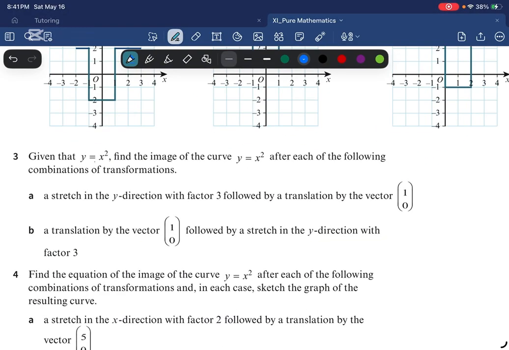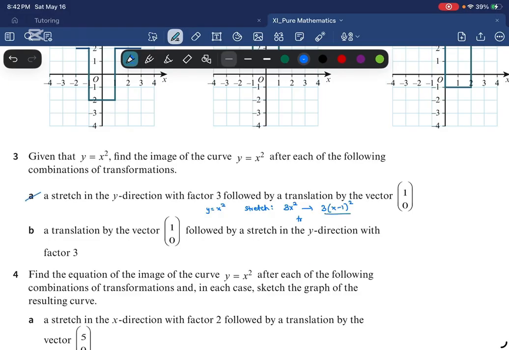All right, 3. Given that y is equal to x squared, find the image of the curve after each of the combinations of transformations. So we are stretching in the y direction with a factor of 3, followed by a translation by the vector (1, 0). Okay. So we have y is equal to x squared. Doing the stretch first basically means I have 3f of x, 3x squared. And then we need to translate by the vector. So when you do the translation, you get 3(x minus 1) squared.